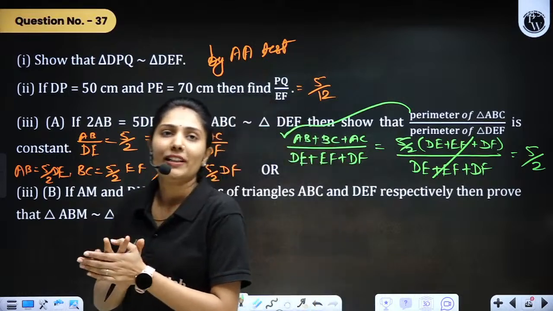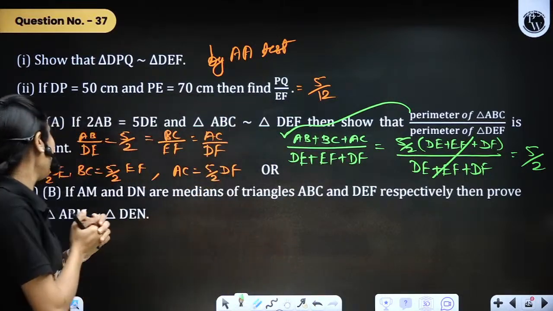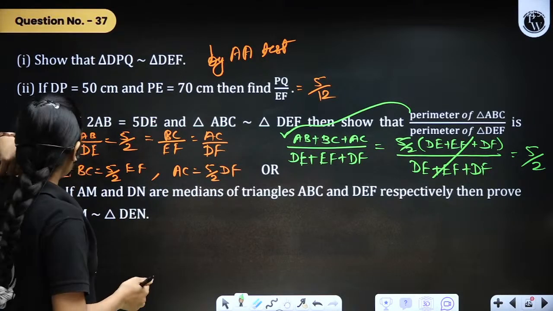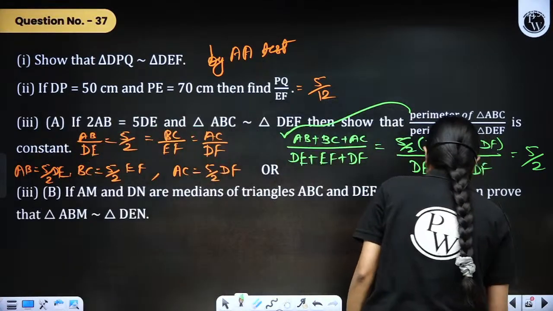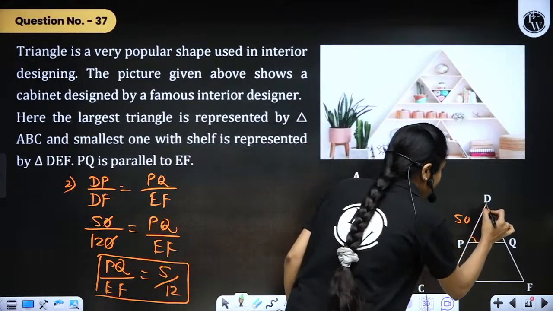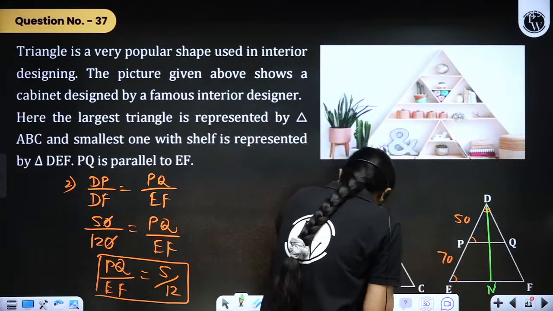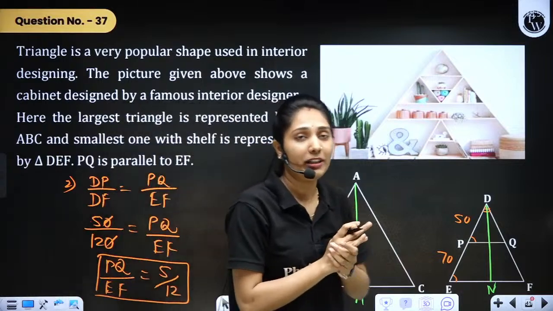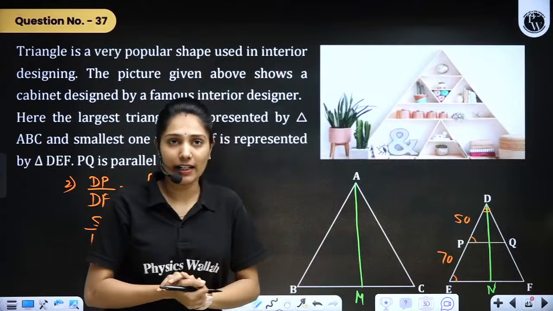Okay, clear beta? 5 by 2, which is constant. Now if AM and DN are the medians of triangle ABC and DEF respectively, then prove that ABM is similar to DEN. AM and DN are the medians. So in that case, ABM is similar to DEN. That's what we have to prove.